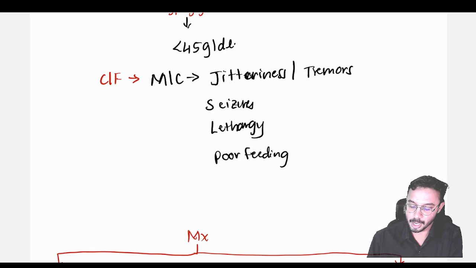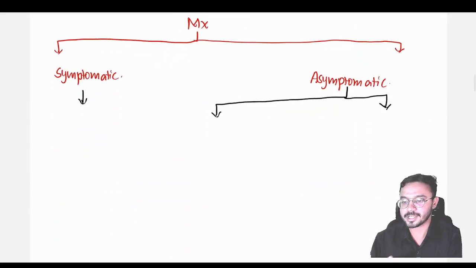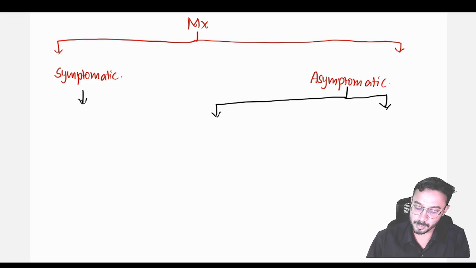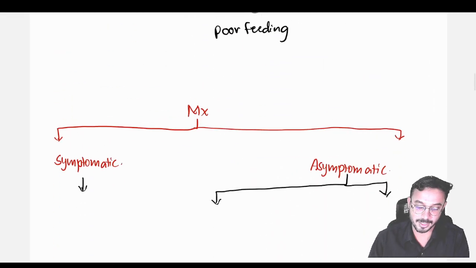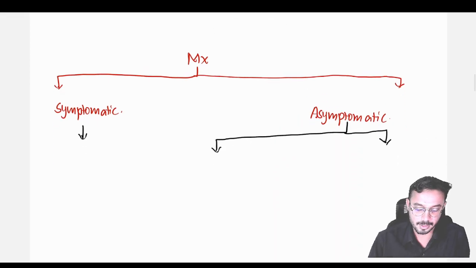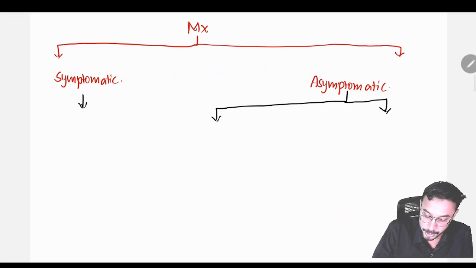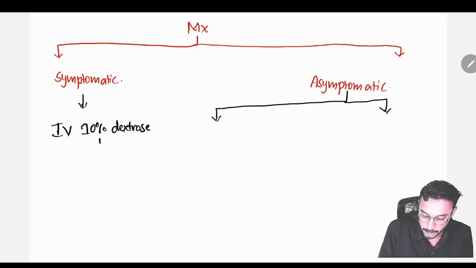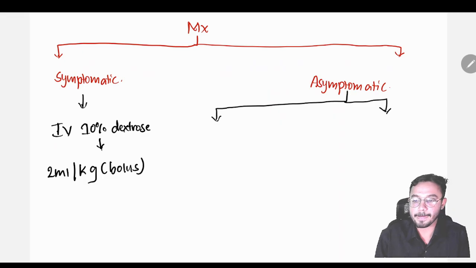Okay, and how do you manage? Management is very important. Please look at the diagram carefully. If the baby is symptomatic, which I have mentioned above, the baby is having the symptoms of hypoglycemia, then you are going to give IV dextrose. At how much? 2 ml per kg as a bolus. Okay, you are going to give a bolus.